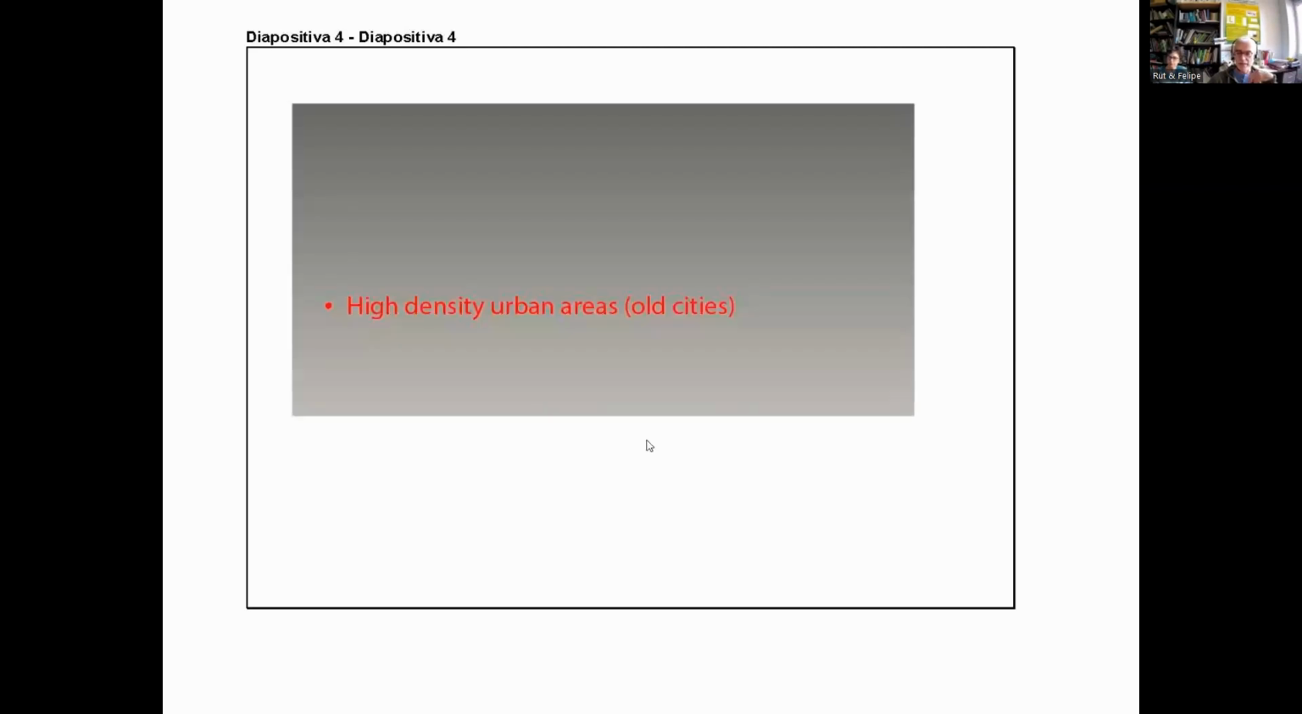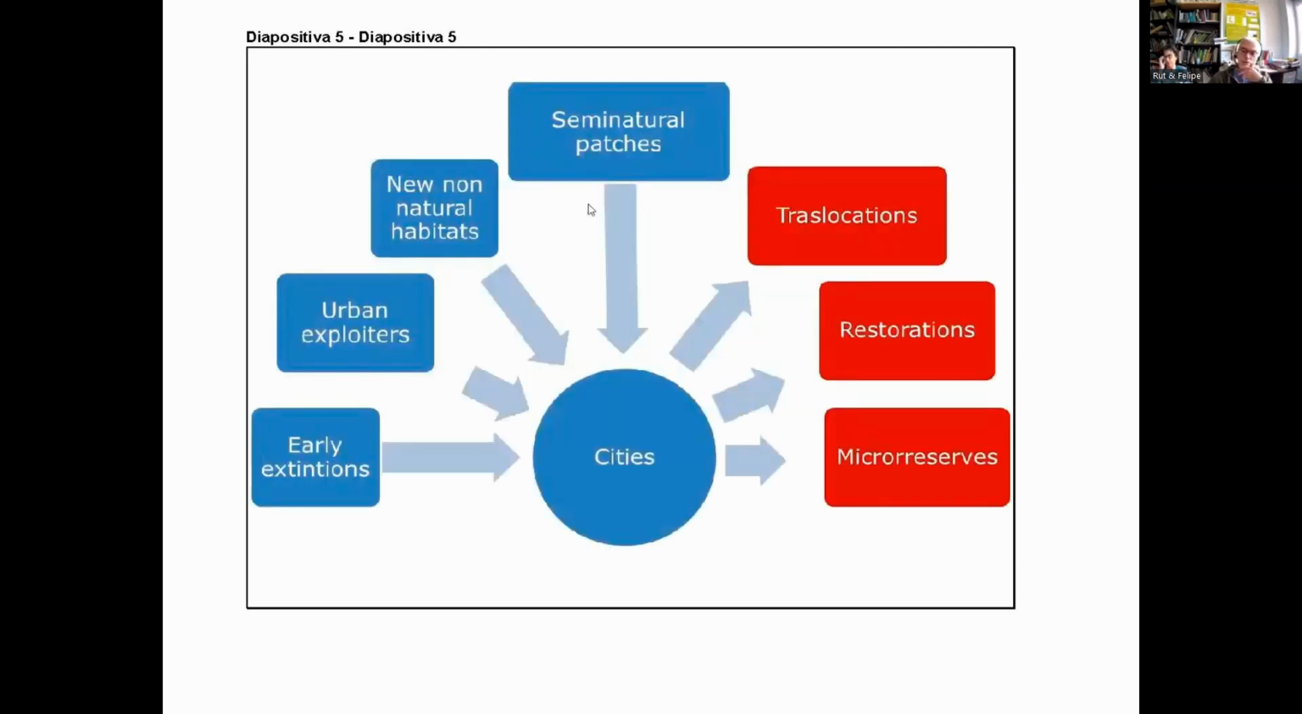So let's start with high density urban areas, like all cities in Europe, for example. In blue, in this graph, you can see what type of biodiversity changes you may expect in these old urban cities. I'm going to make a pointer here. And in red, you can see the conservation tools that you may use to try to stop bad things that are happening to biodiversity.